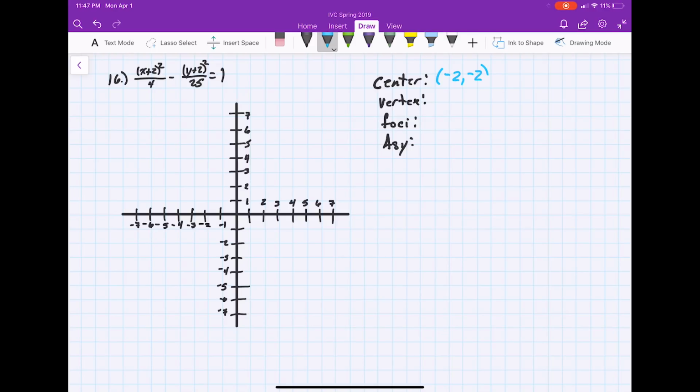So first thing, we find our center, which is going to be -2, -2, pulling that from the top there. Our A is going to be 2, which is the square root of 4. And our B is going to be 5, which is the square root of 25. And our C squared is equal to 4 plus 25, which is 29. And so C is equal to plus or minus square root of 29, which, if you put it into a calculator, is about 5.34.